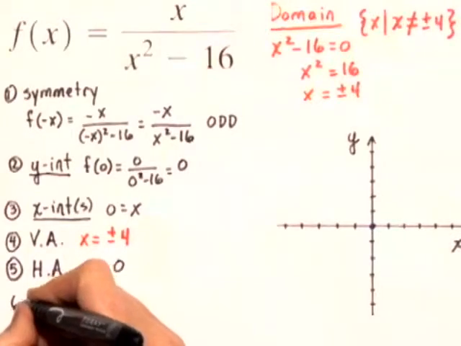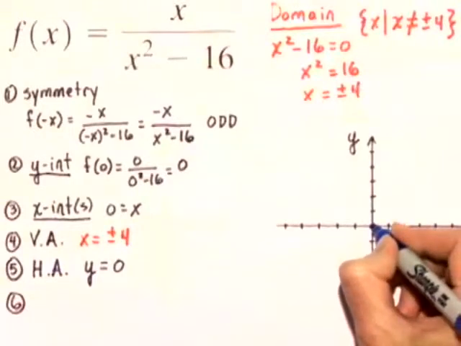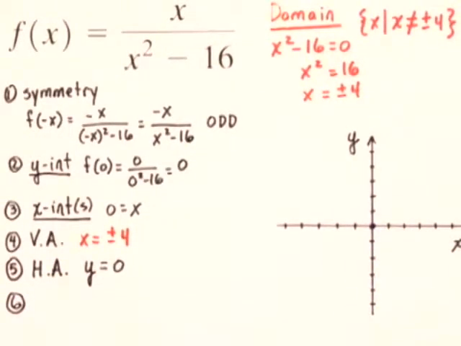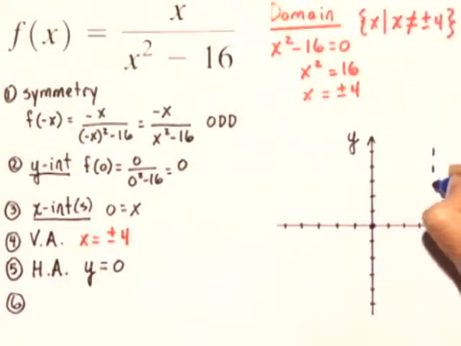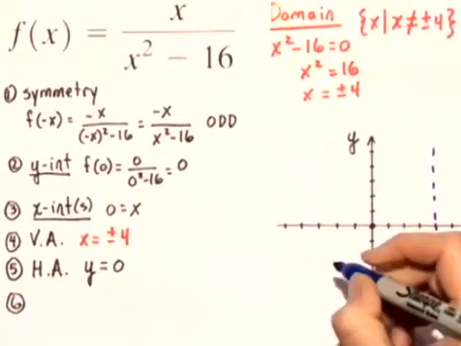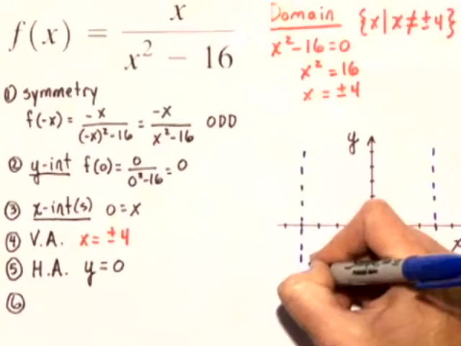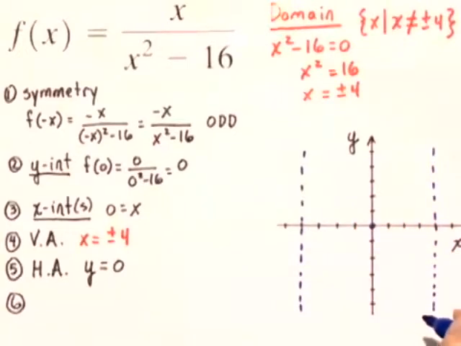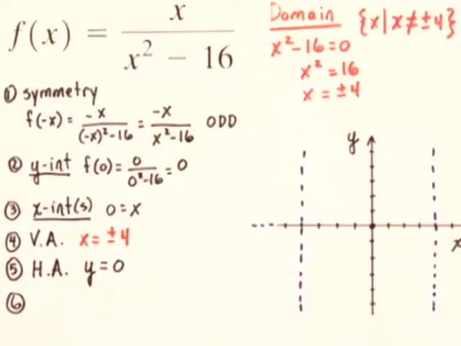So now in step 6, we're going to plot a few points. But before we do that, I want to use the information I already have to help us pick those points wisely. So we've already plotted both our x and our y-intercept. Let's plot our vertical asymptotes now. We have that x can be positive 4, so we want a vertical line going through 4 on the x-axis, and another vertical asymptote passing through negative 4 on the x-axis. And then I have a horizontal asymptote, y equals 0, so I'll just extend the x-axis with a dotted line.